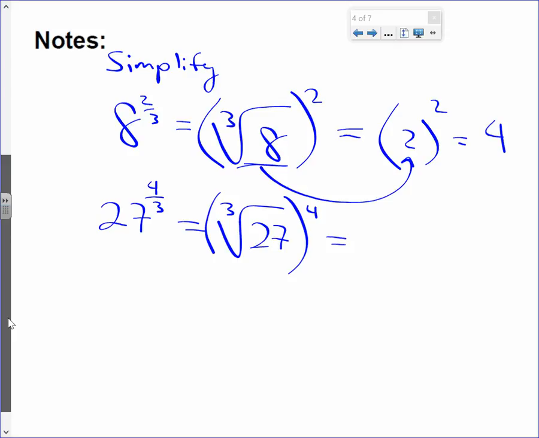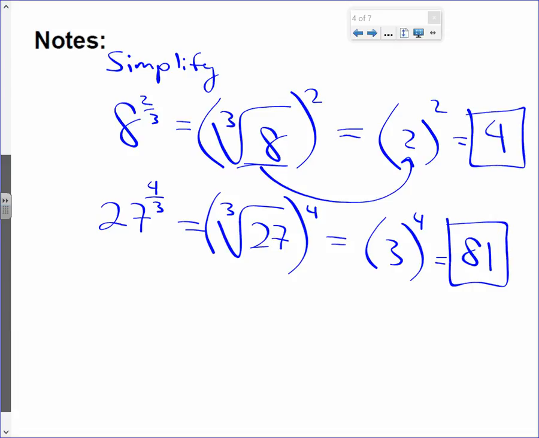Cube root, or the 3rd root of 27, is 3, to the 4th power. 3 times 3 times 3 times 3. I'm really bad. 81. Are you sure? Yes. Three times 3, 9 times 3, 27, times 3, 81. Okay, cool. We're good.